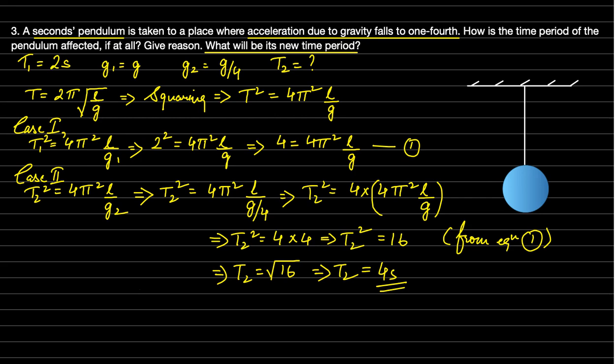Now there is one more question left out, that is give reason. So I will write reason here. Reason is time period is inversely proportional to root of acceleration due to gravity. So this is the reason.